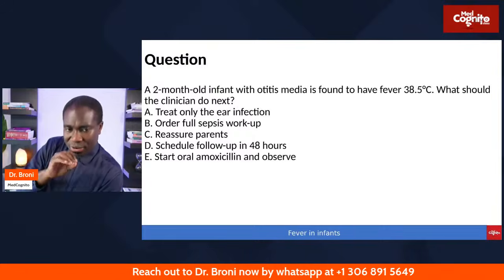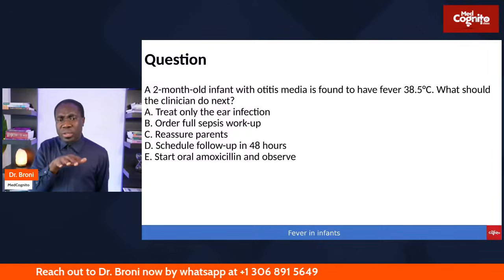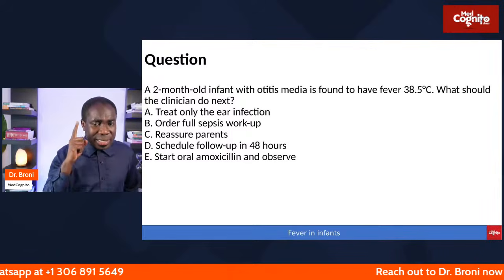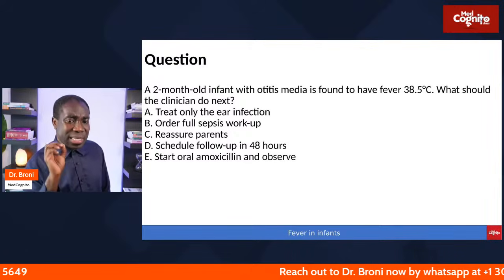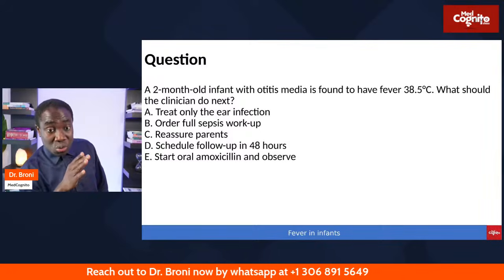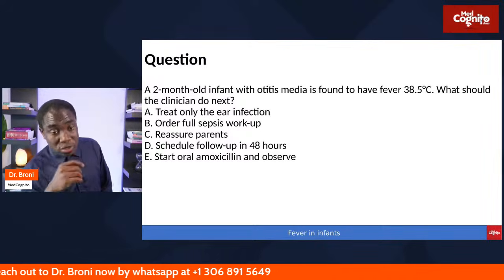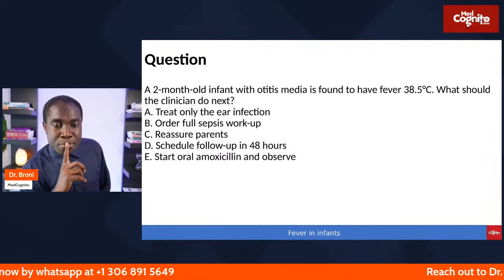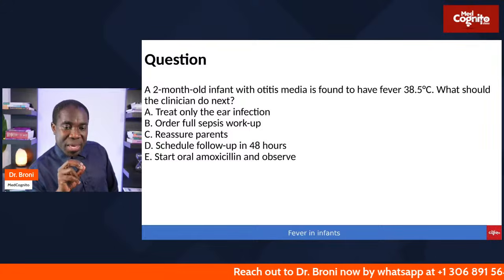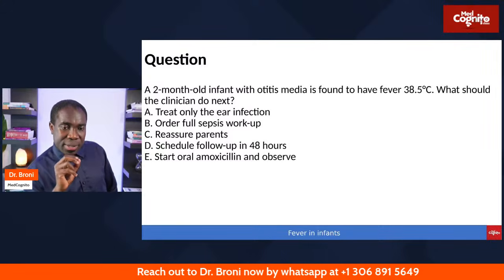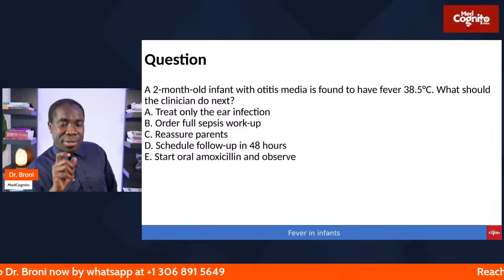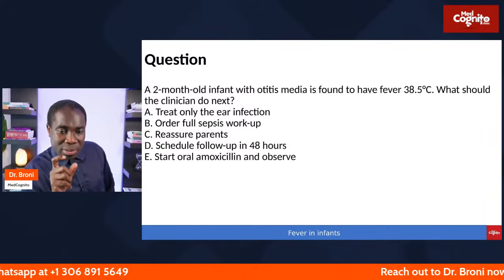Okay. Another question. You have a 2-month-old infant with otitis media, an ear infection, and the child is found to have a temperature of 38.5 degrees Celsius. What should the clinician do next? A, treat only the ear infection. B, order full sepsis workup. C, reassure the parents. D, schedule follow-up in 48 hours. And E, start oral amoxicillin and observe.